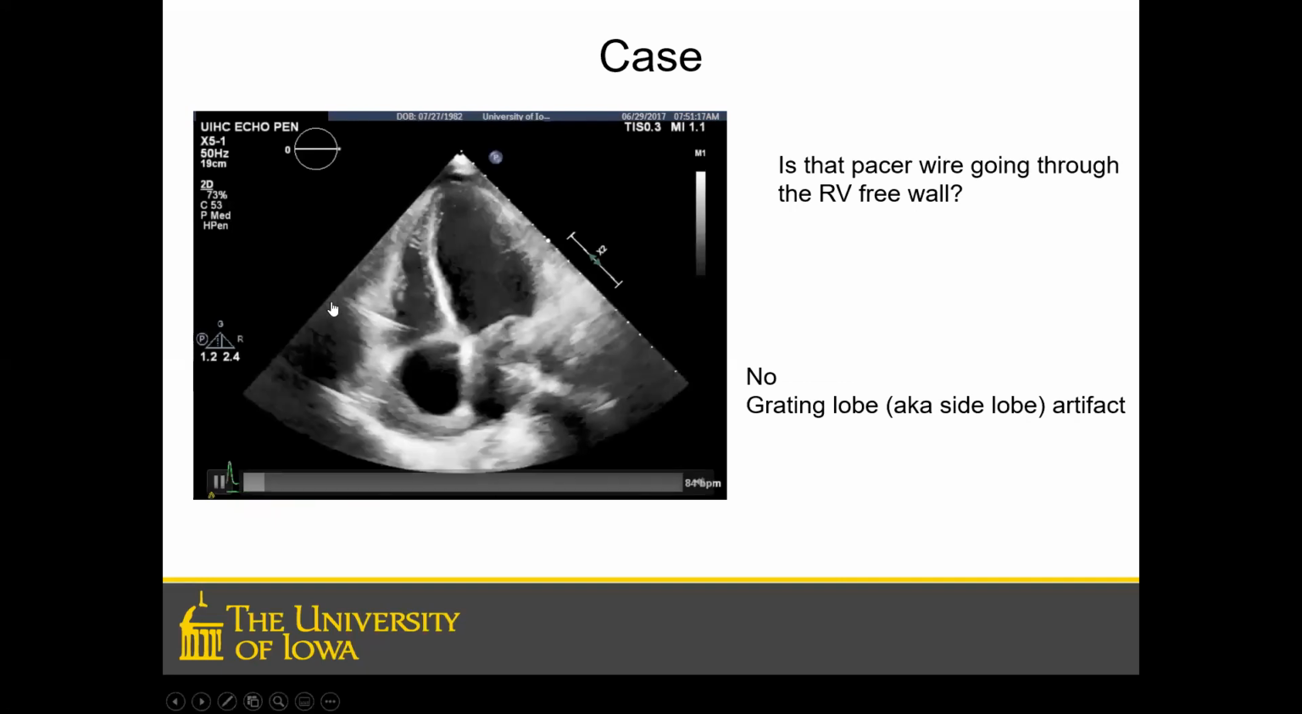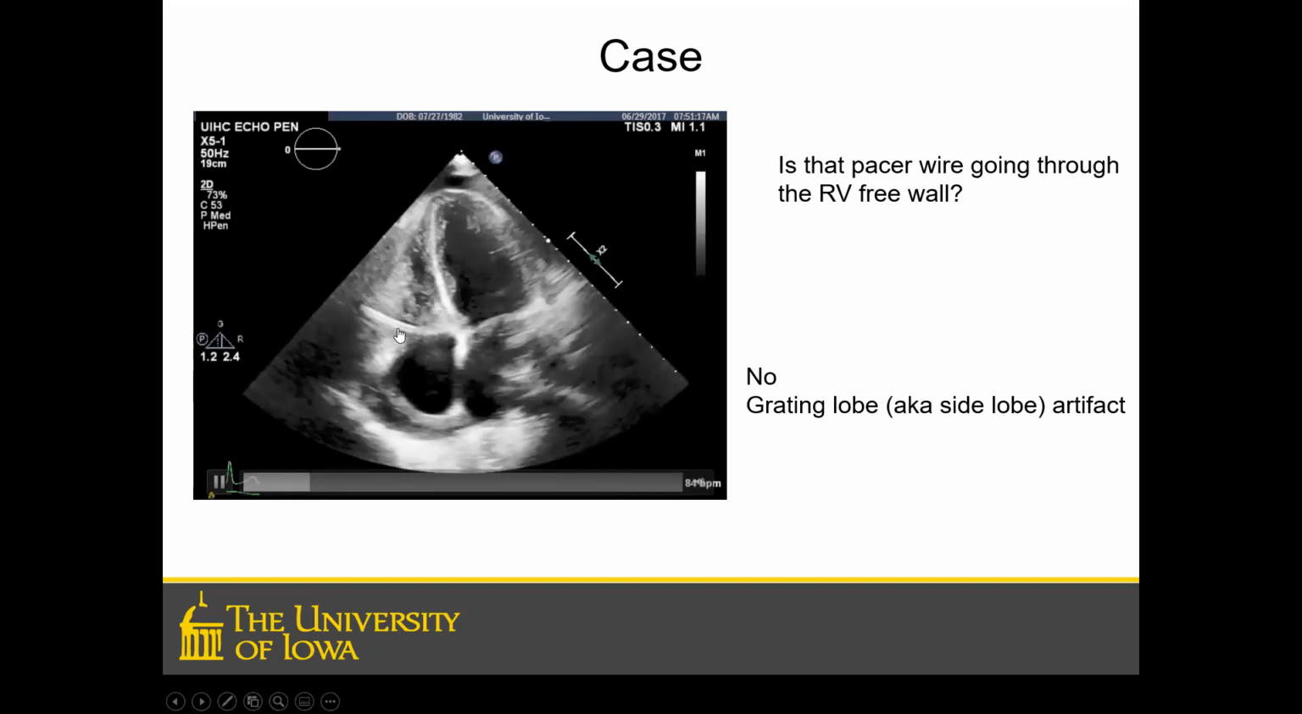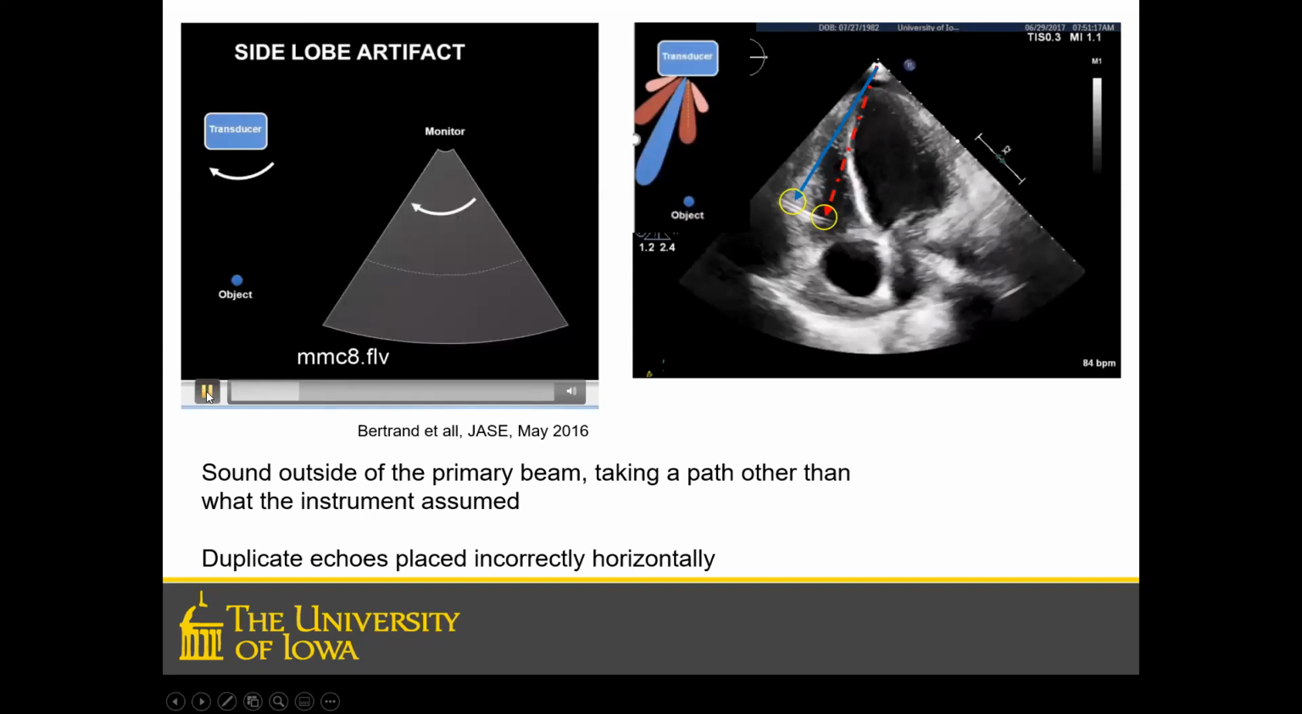So this artifact of seeing this pacer wire is because of a grating lobe. And here is showing you how these grating lobes happen. I'm going to stop it right here. So here's the primary beam, and these are the grating lobes or side lobes. In this particular article, they called them side lobes. You can't tell the difference. The instrument is going to assume any echo that comes back is coming from where the primary beam is, because it doesn't know that these grating lobes exist.